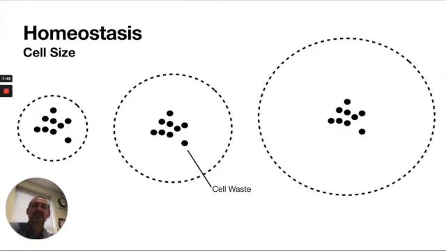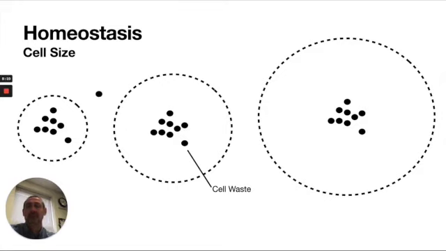But once the cell gets too big, as those molecules are moving around randomly, the chance that they will reach that membrane and diffuse begins to get smaller. As a result, waste products accumulate in the cell. They're unable to diffuse out. That cell can no longer maintain homeostasis, and then that large cell either divides into smaller cells or dies as a result.